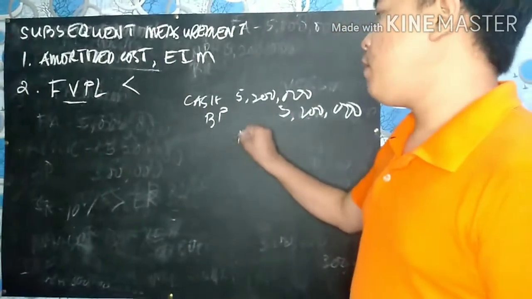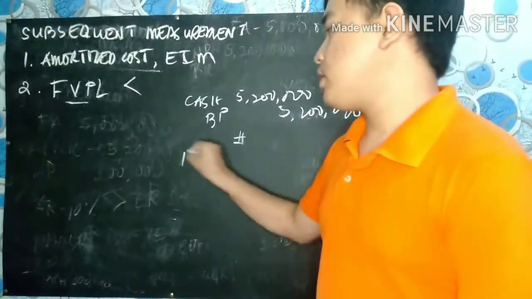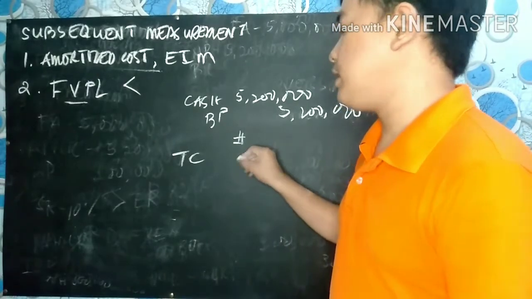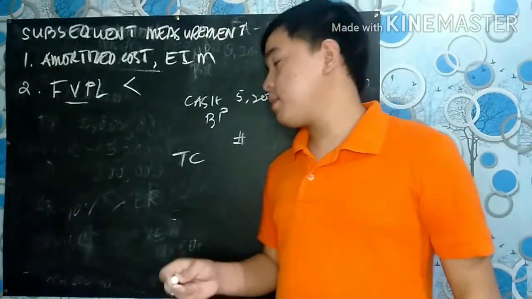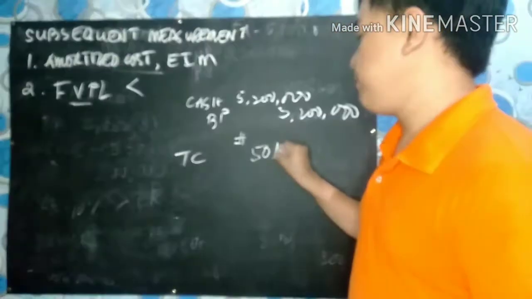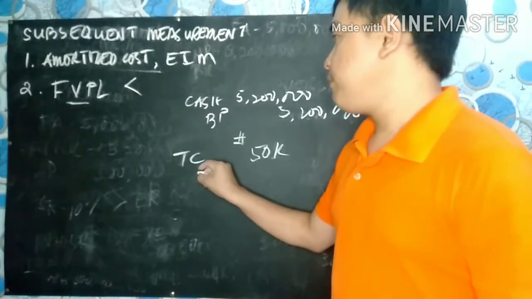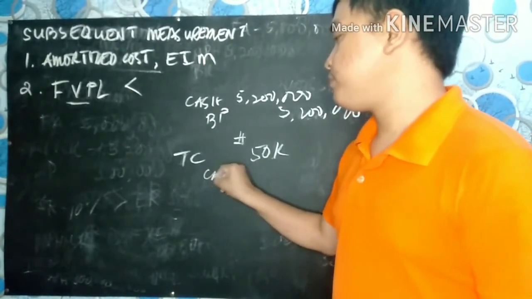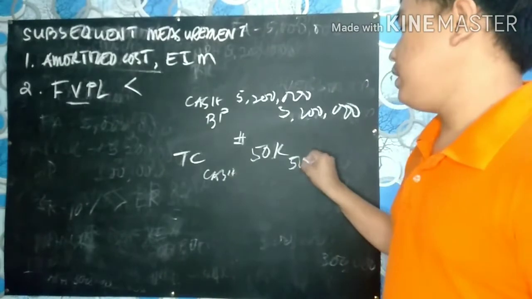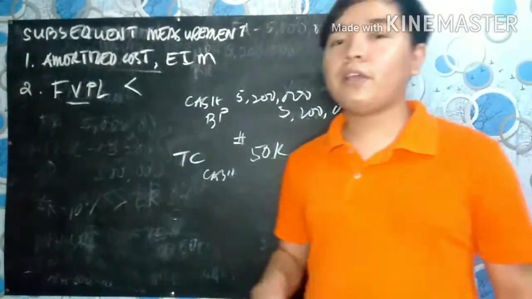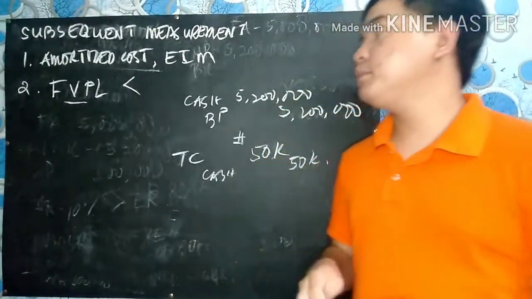Okay? How about the transaction cost? Transaction cost is expense outright. Let's say, meron tayong transaction cost na 50,000. So, debit 50K, credit tayo ng cash for 50K. Okay? Do you understand? Ganun lang po siya.